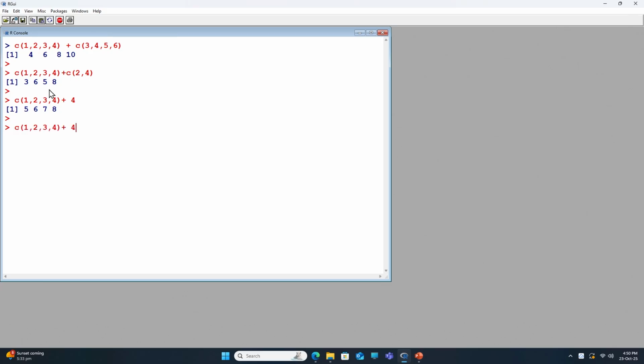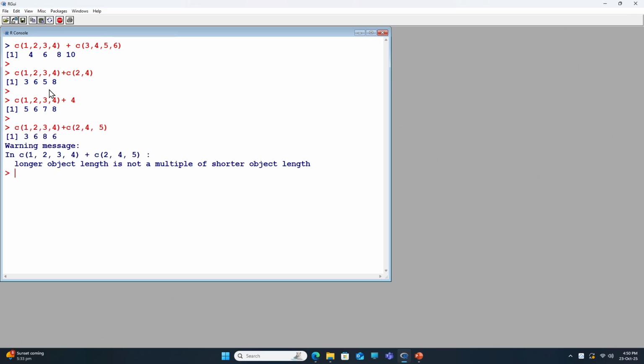On the other hand, if you take a data vector of a different length, you can see that the 2, 4, 5 in the second data vector are added to the first three places of the first data vector, and then it is repeated again. So 4 plus 2 will happen, but after that R warns you to be careful, because the lengths of the data vectors are not exact multiples.